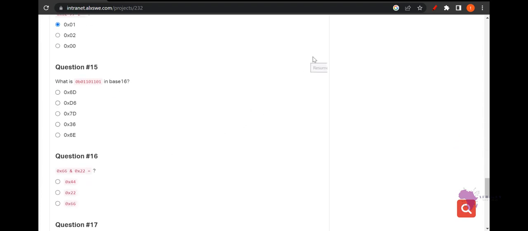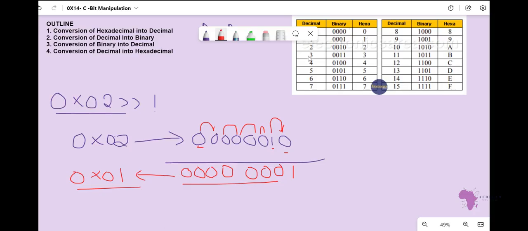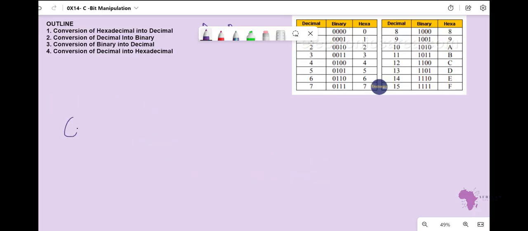Number 15, guys, we are asked to calculate this one into base 16. We have been given binary and asked to calculate into base 16. How can we do this? It is 0b 0110 1101. So let me wrap this one. We have it as 0b, that's the first thing.